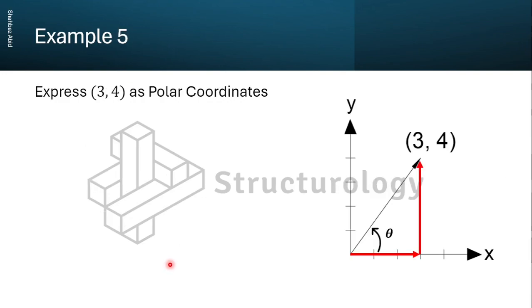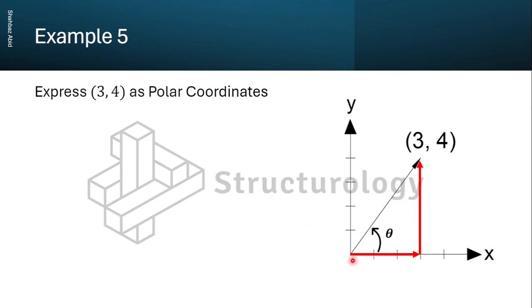Let's see example 5. Express (3, 4) as polar coordinates. Now we are given a Cartesian coordinate. The position of this vector is going to be 3 in the x direction and 4 in the y direction. We now have to convert it to polar coordinates, which means we have to calculate the magnitude of this vector, and we also have to calculate the angle created from the positive x axis.